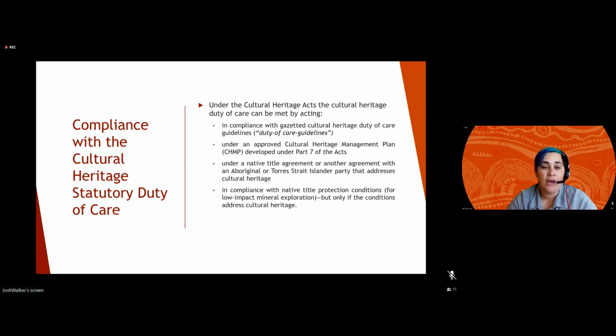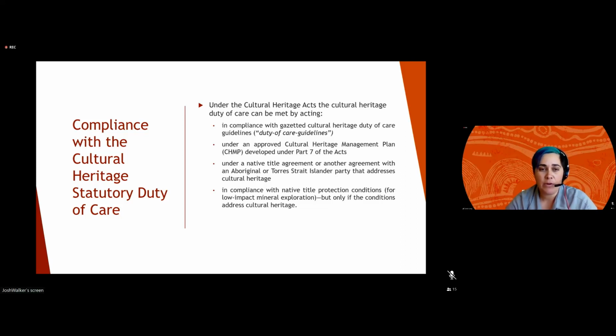Then the other way you can satisfy your duty of care is under a CHMP, which we briefly touched on when we were talking about ILUAs. Like I said, under Part 7, if you have an EIS, you have to do a mandatory CHMP. There is also an option to do a voluntary CHMP. So if your project doesn't require an EIS, there's nothing to stop you from doing a cultural heritage management plan.